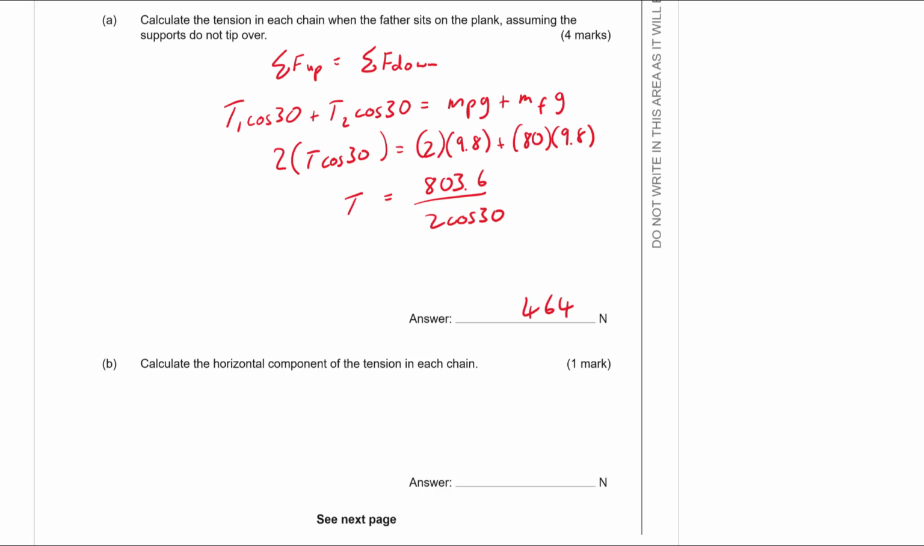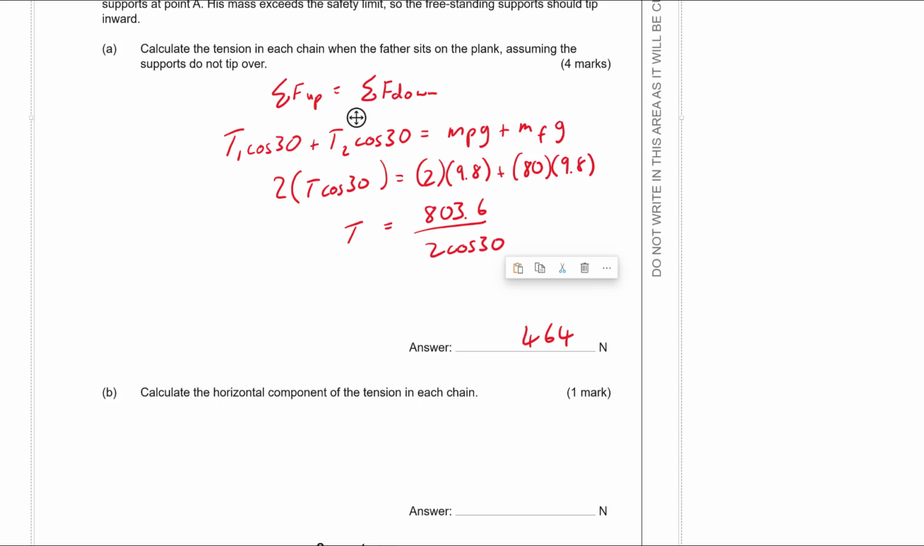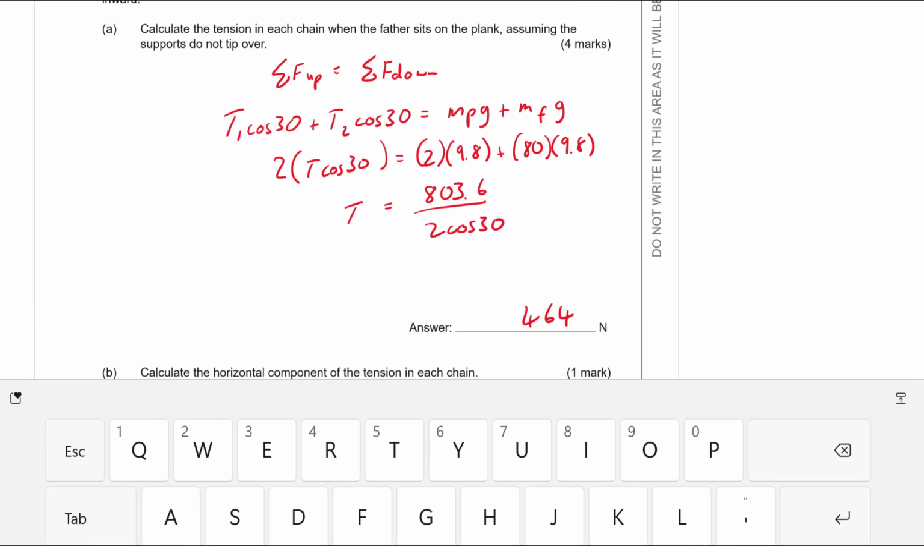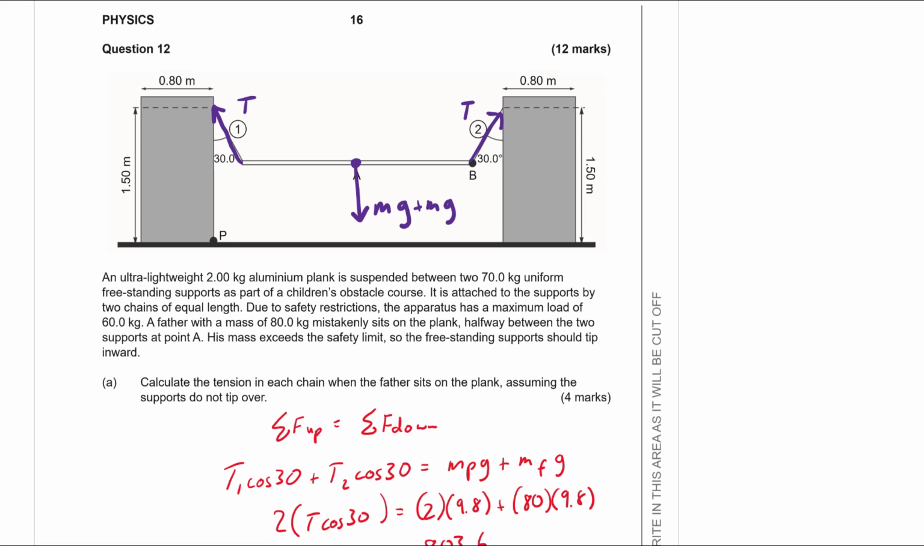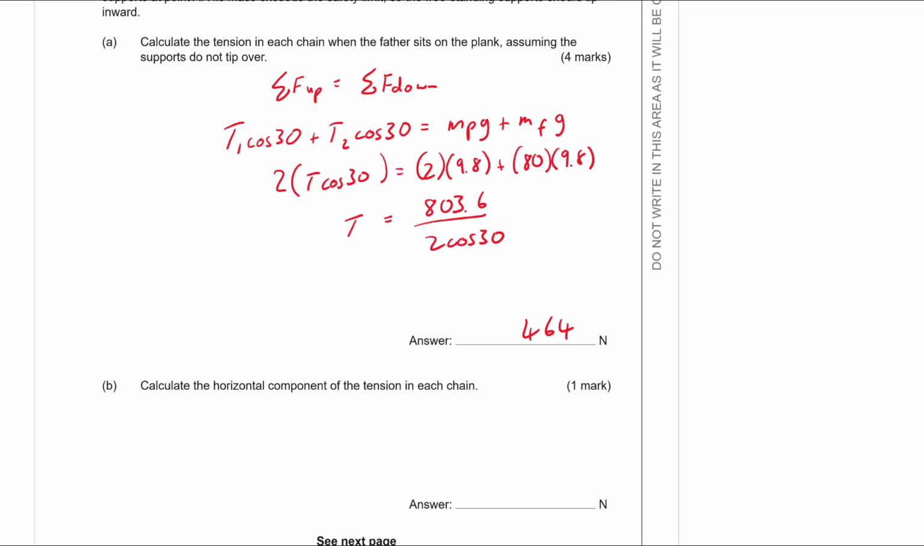Okay, and the next part is to work out the horizontal component of the tension in each chain. Now what we've just solved already is the whole tension in the chain. So now I want to resolve the horizontal component. If I was to illustrate that in a diagram, you've got your 464 here, and I need to solve for this part here. That's the tension I'm trying to solve, and that's just going to be equal to TH, knowing that this angle here is 30 degrees. It's going to be equal to 464, which is what we've calculated above, multiplied by sine of 30, and that should be equal to 232, half that.